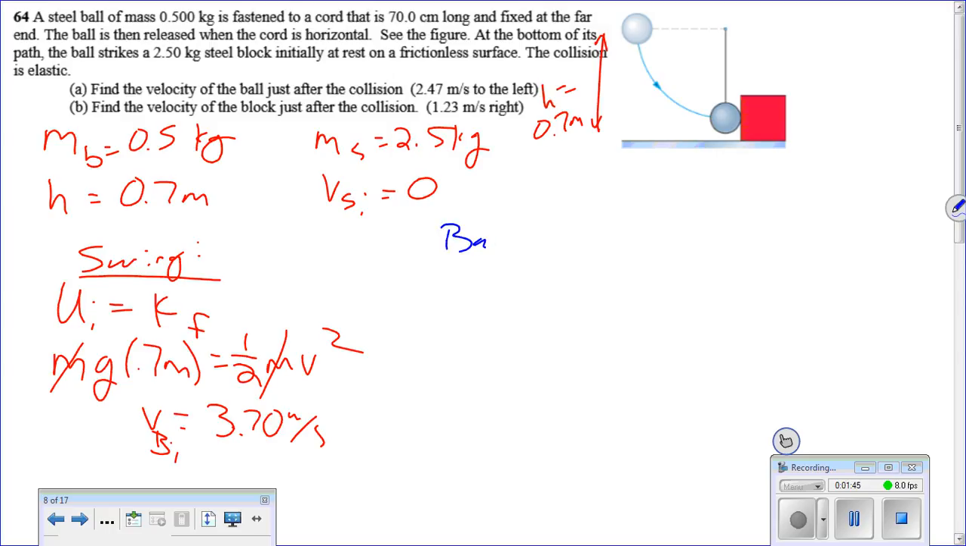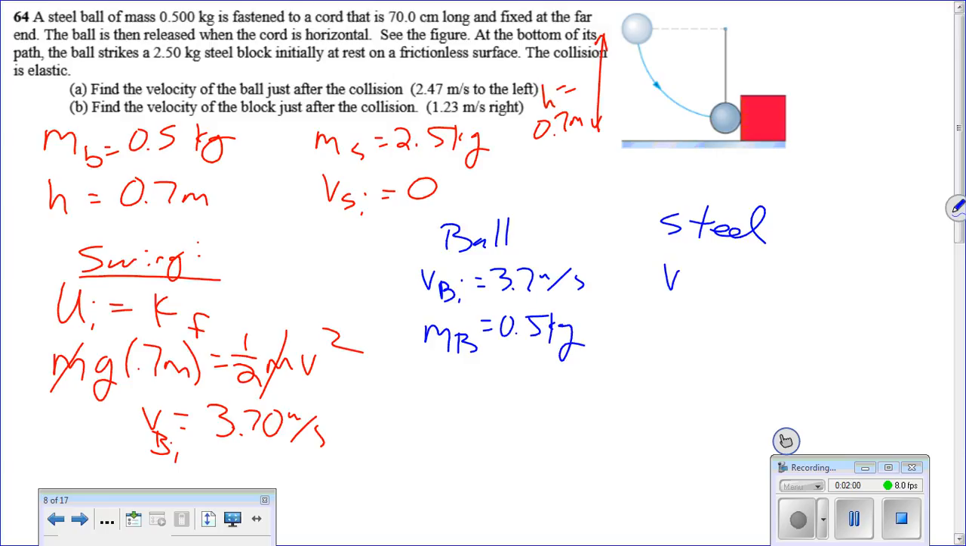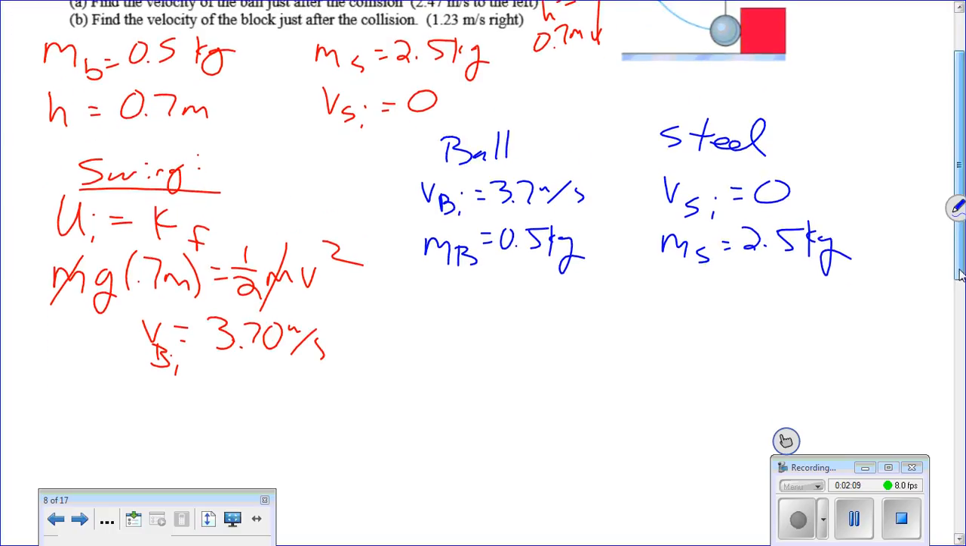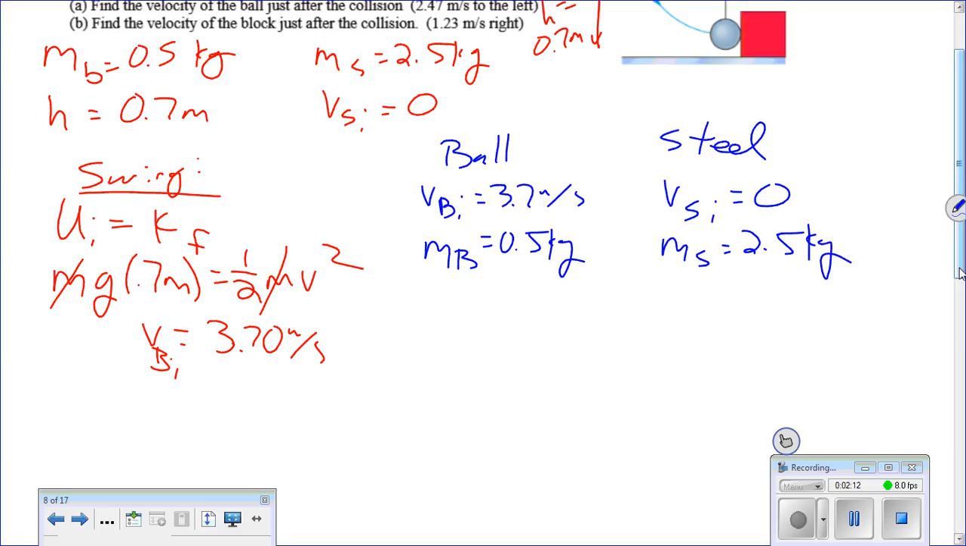Okay? So let me go over here and let's make a new little chart. So we got ball and we got steel. I know that the velocity of the ball initially is 3.7 meters a second, and it has a mass of 0.5 kilograms. I know that the velocity of the steel initially is 0, and the mass of the steel is 2.5 kilograms. So from here, this just becomes a conservation of momentum system of equations because it's elastic.